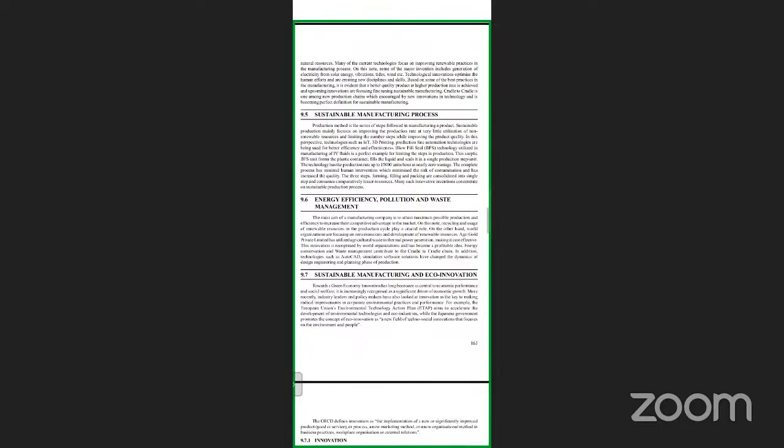Production is a series of steps that are followed for manufacturing a product, but sustainable production mainly focuses on improving the production rate with very little utilization of non-renewable resources, and limiting the number of steps while improving the product quality. In this perspective, technologies such as IoT, 3D printing, and production line automation are being used for better efficiency and effectiveness.